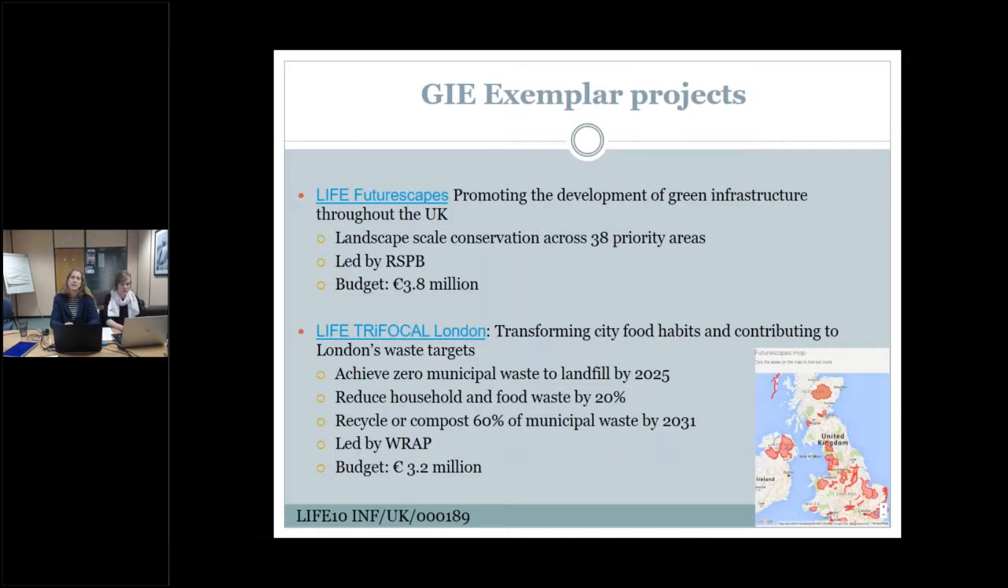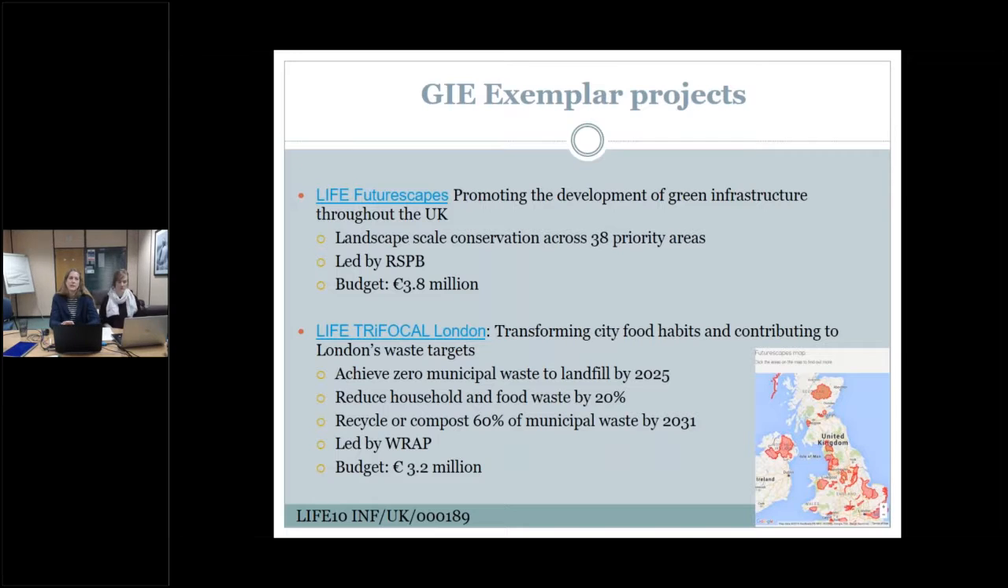Here are two exemplar projects under the governance and information strand, and one is the Future LIFE, Futurescape project, which is led by the RSPB, the Royal Society for the Protection of Birds, with a budget of 3.8 million euros. And this is a campaign to promote the development of green infrastructure throughout the UK, focusing on 38 priority areas.